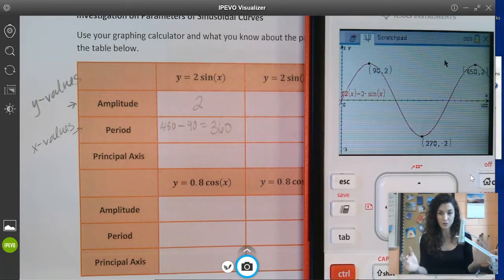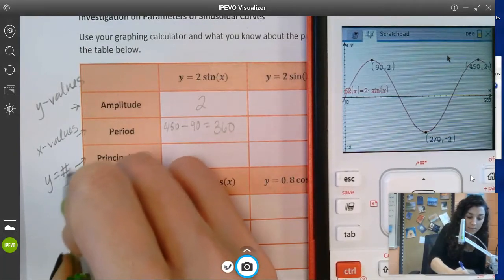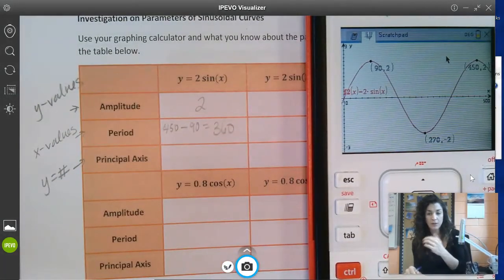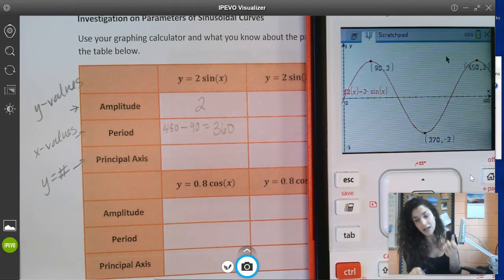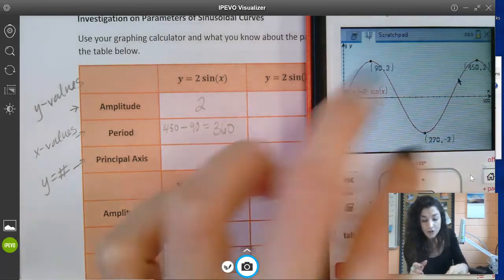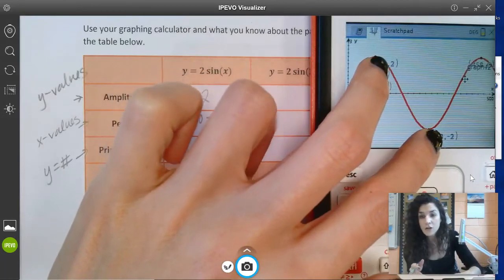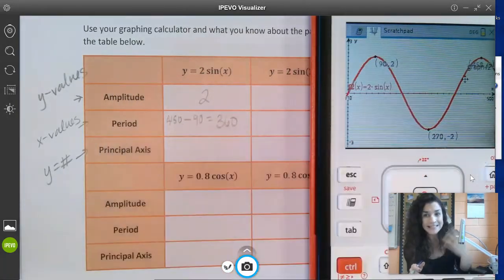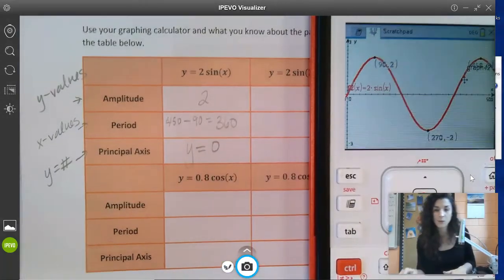The amplitude is 2. The principal axis is the horizontal line, so it's always y equals a number, right? Because a horizontal line is always y equals a number, as opposed to your vertical line, which is x equals a number. So y equals a number, and it's that number that's smack dab in the middle. And so you're looking at those y values again, and what's the y value that's smack dab in the middle? In other words, the average of your y values. So going from 2 to -2, the number that's smack dab in the middle is just 0, right? So in this case, your principal axis is just y equals 0.